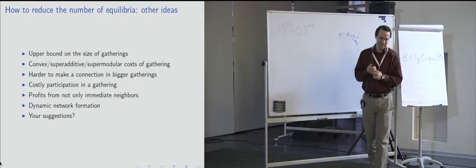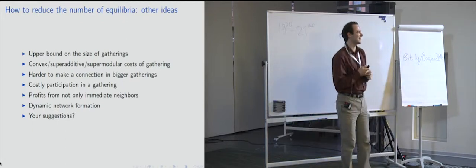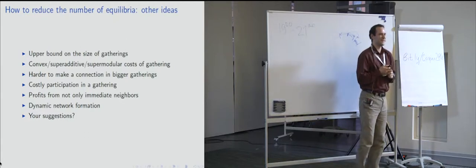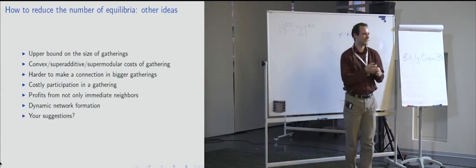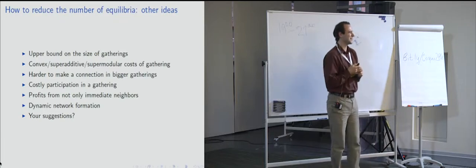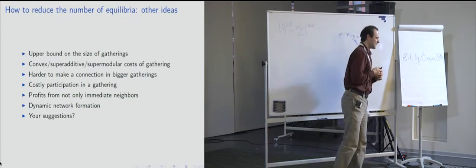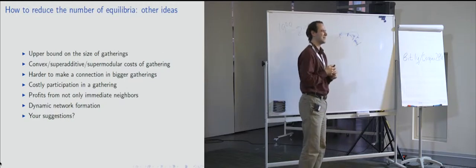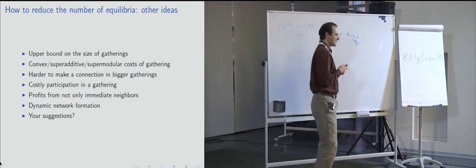For instance, in a large gathering, like a conference of, say, 1,000 people, it's harder to make a connection with the participants of it. And if, say, there are 10 people at a party, then it's very simple to make a connection.